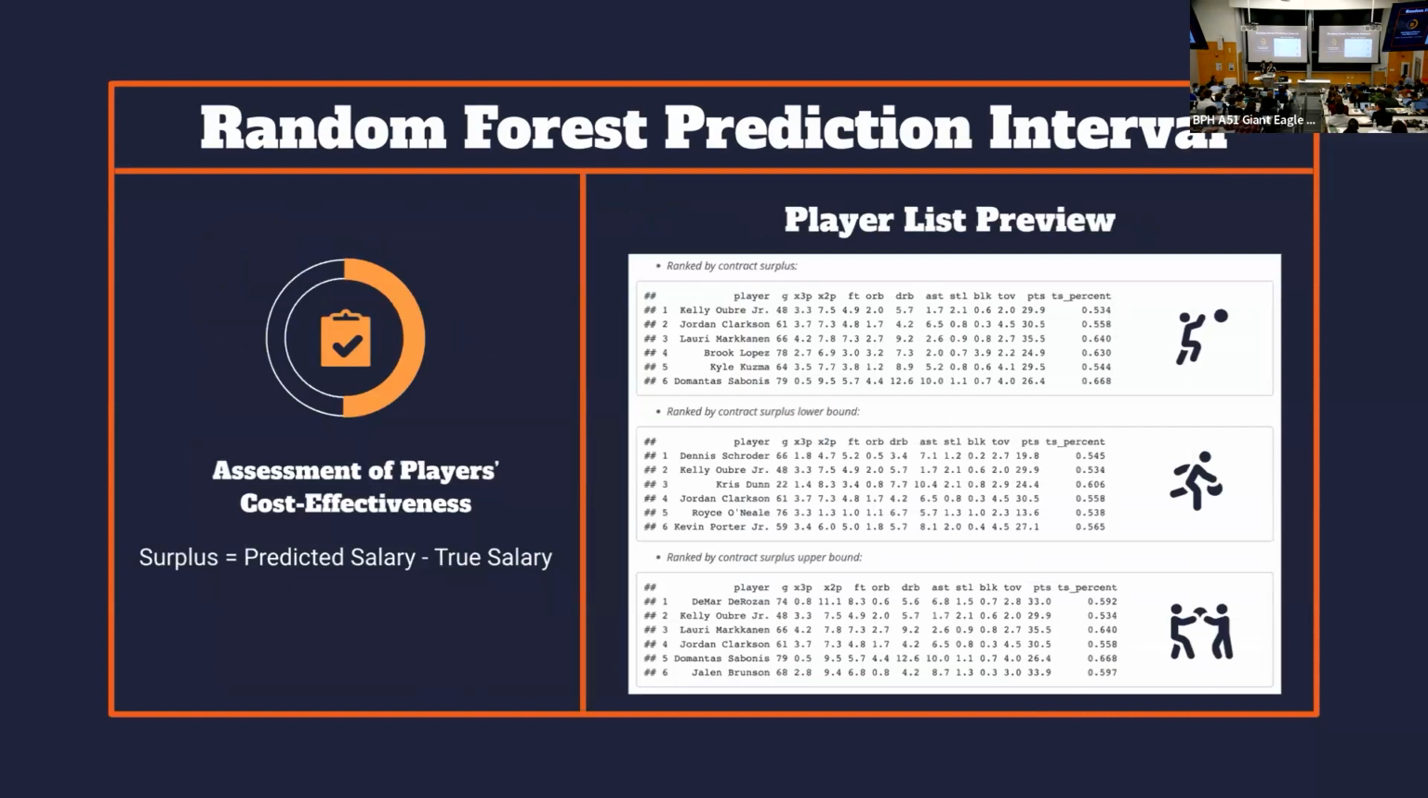And to provide an assessment of players' cost effectiveness, as I mentioned earlier, we subtract the true salary value from the predicted salary to compute each player's surplus value of their contract. And on the right, this is a preview of the player list ranked by their contract surplus and their surplus lower bound and upper bound. And there is some level of overlap between these players.